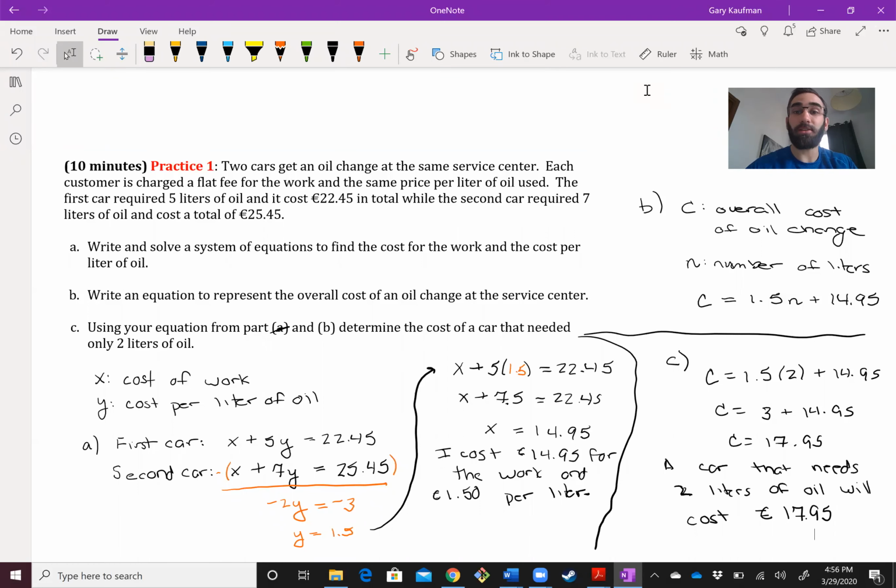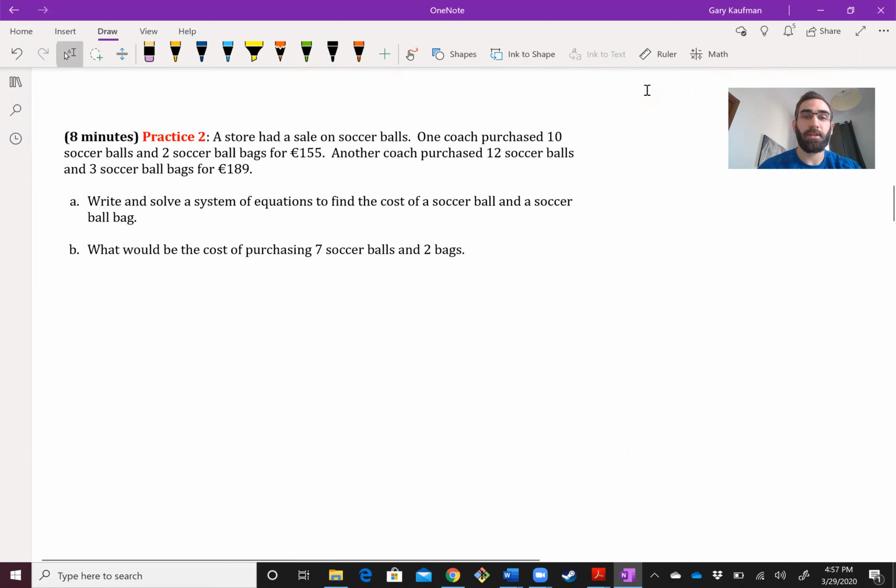I realized that this could also be modeled using the slope-intercept form. And then I used that equation in part C to determine that a car that needs 2 liters of oil will cost 17 euros and 95 cents. So these questions that I'm going to have are multi-part. Some I break down in A, B, C, others I do not. Let's go on to practice 2. Here's practice 2. Go ahead.